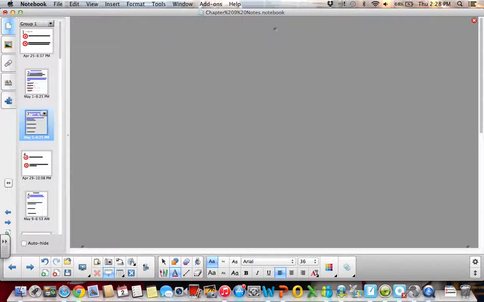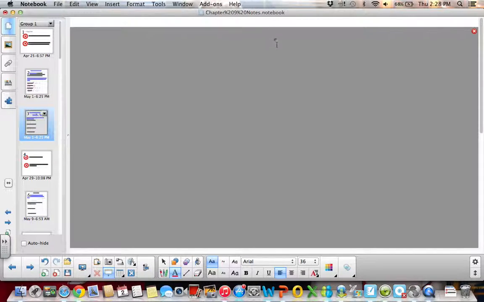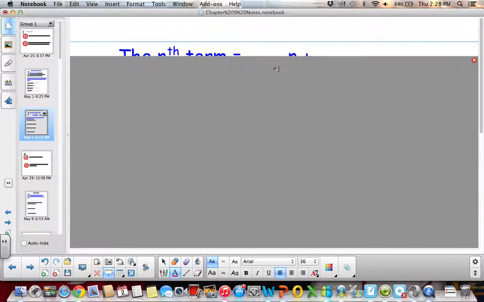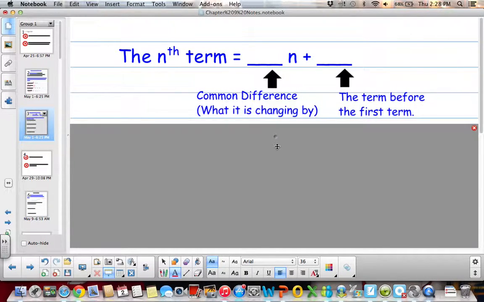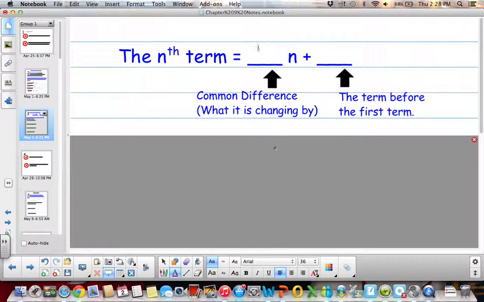So if we are given an arithmetic sequence and we want to figure out what the 100th term is, or a term that's a really high number, but we don't want to sit and figure it out until we get to 100, we can create an equation to help us solve it. So this is our equation. It would be whatever the common difference is multiplied by n plus the term before the first term. So pause me and write this formula down.